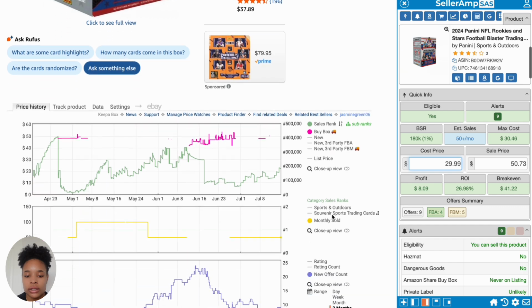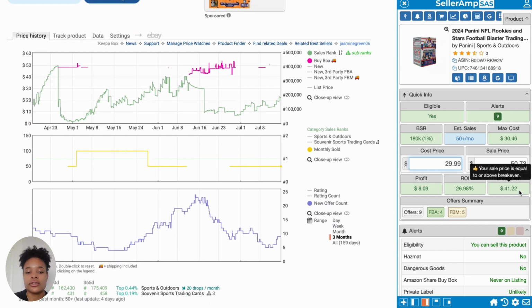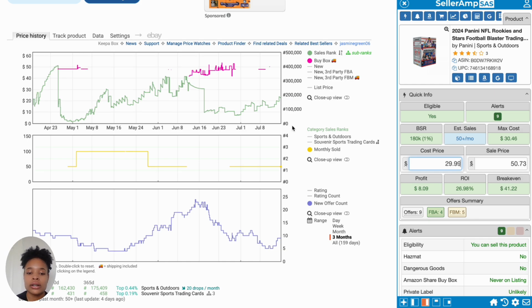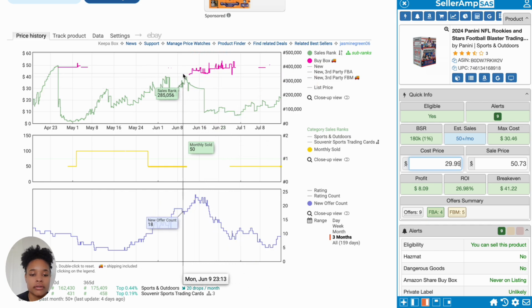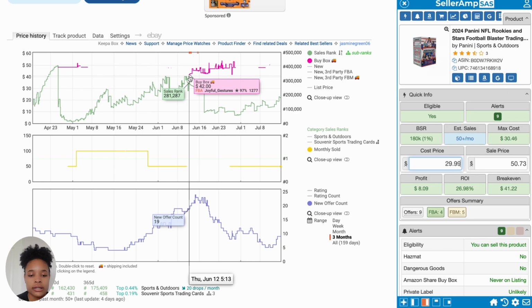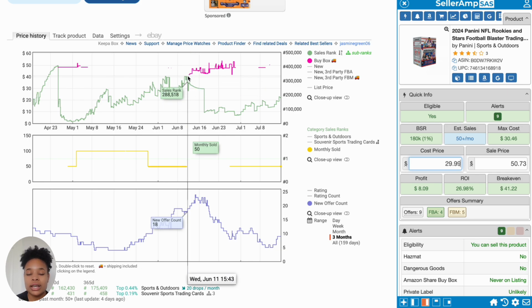Then let's go here. I usually turn my break even on just to make sure that it really hasn't been around that range in the past 3 months. So the break even is 41.22. So if this product were to sell at 41.22, then I'm not going to be making any money, but I'm not going to be losing any money either. So I'm just going to scroll and see if it's ever been around 41.22. It went as low as 42, but remember, that is the buy box line.